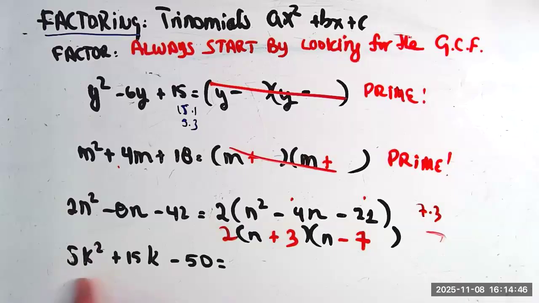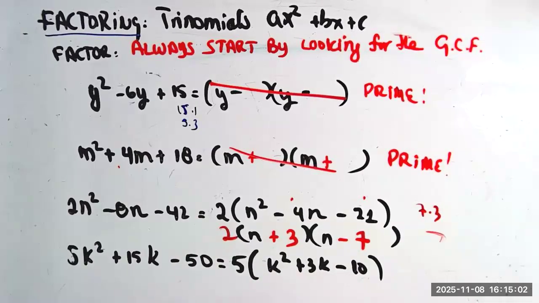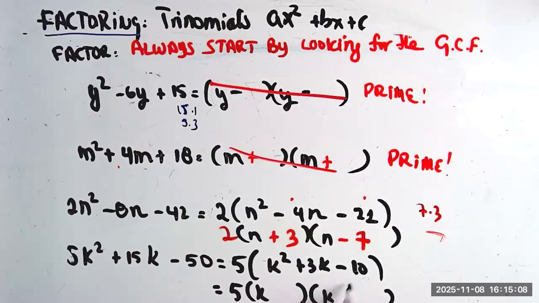Last but not least, greatest common factor, 5 times 1, 5 times 3, 5 times 10. We can always factor out a 5. So we have what? k squared, 15 divided by 5, that would be 3k, minus 10. 5, parentheses, k. The 10 is negative, therefore one is positive, the other one is negative.